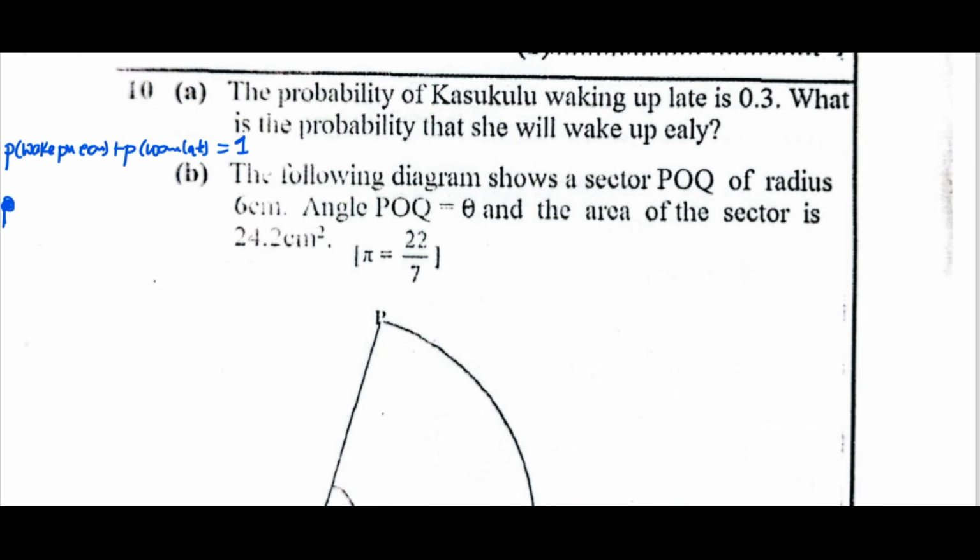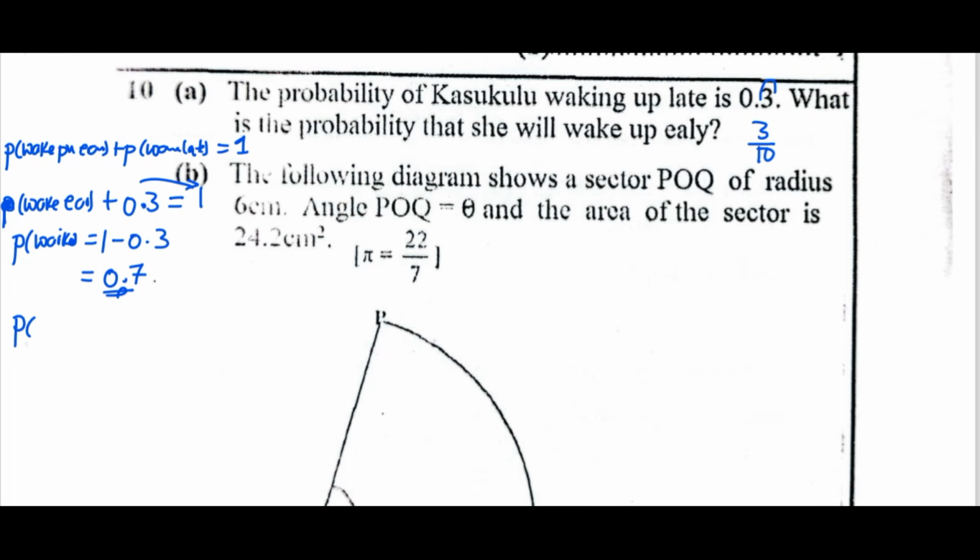So probability of waking up early plus 0.3 is equal to 1. So this number will shift, we have 1 minus 0.3. So 1 minus 0.3 is 0.7. Or if you want, you can convert this into a fraction. So 0.3 is the same as, since there is only one decimal here, 3 over 10. So if you want we can say probability of waking up early.